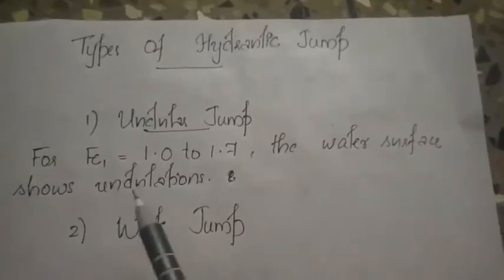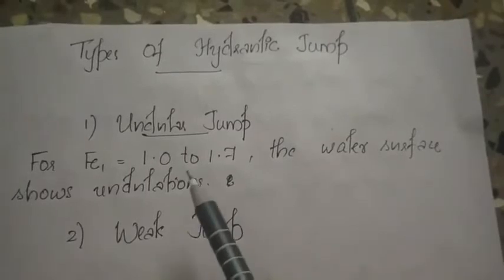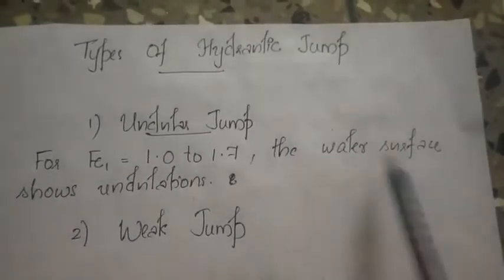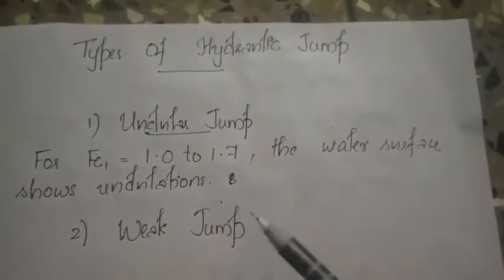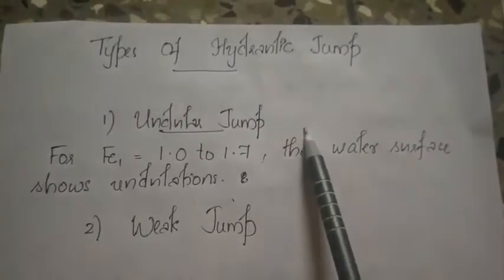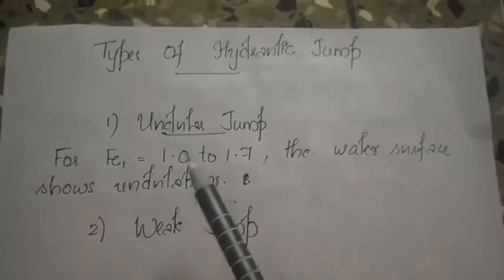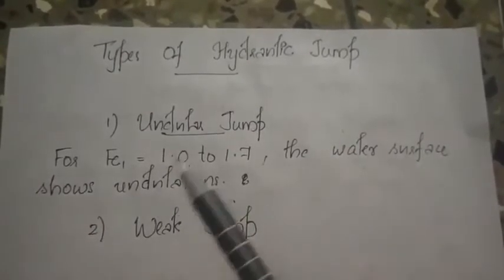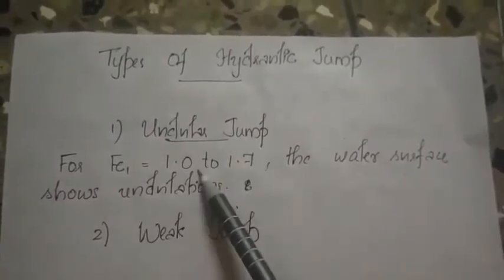In angular jump, the Froude number is 1 to 1.7, and the water surface shows some undulations. So the water surface shows some undulations and the jump is called angular jump. So in an angular jump, the Froude number equals 1 to 1.7 and the water surface shows some undulations. So that type of jump is known as angular jump.